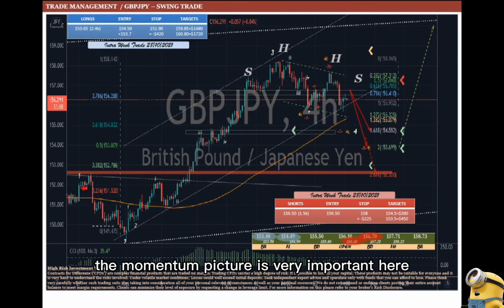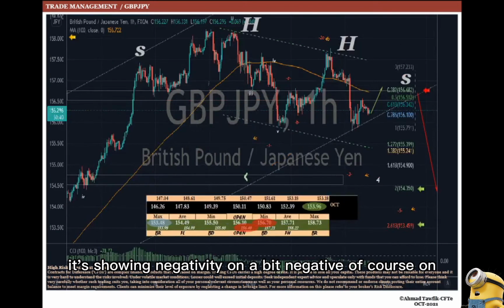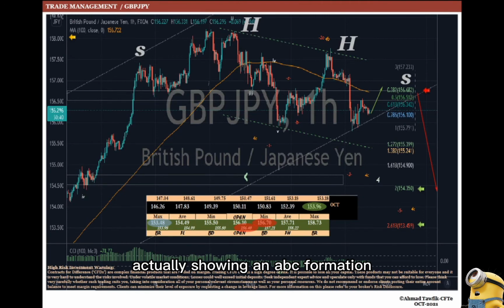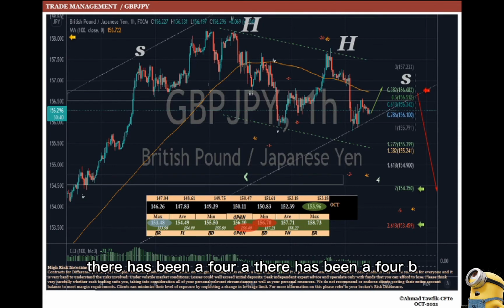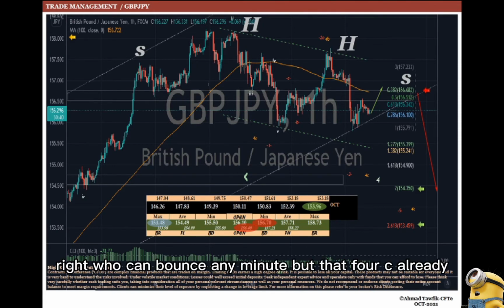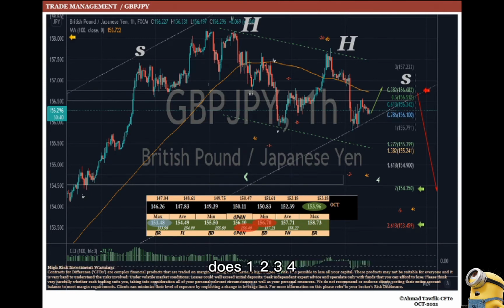The momentum picture is very important here. This is a 4-hour chart. It's showing negativity, a bit negative, of course, on the 1-hour chart, our trading chart. So this 1-hour chart is actually showing an ABC formation. We know this is, of course, a level 3. There's now a head and shoulders. There has been a 4A, there has been a 4B. We're still in that 4C, right? We can bounce any minute, but that 4C already does a 1, 2, a 3, 4.